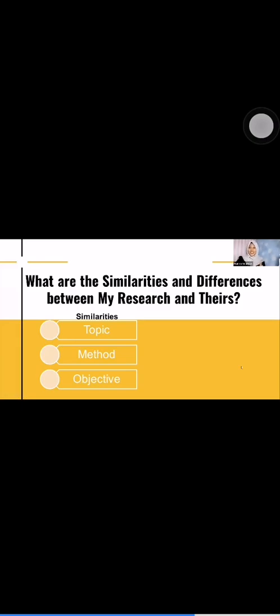Next, the differences. The differences are students' writing. Students' writing here means I use students' writing, or poems made by the students, as the instrument. Meanwhile, those three researchers use the real poems written by poets as their instrument.